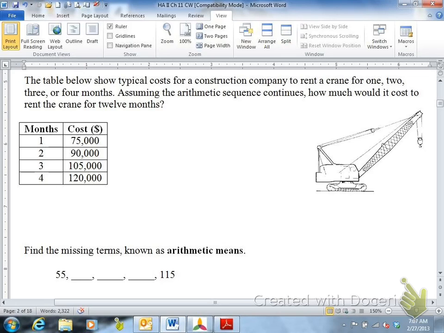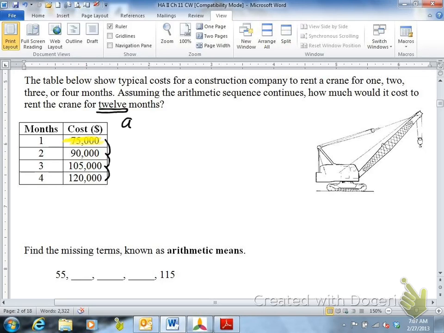So we can use an arithmetic sequence. Notice that there's a common difference. The common difference here would be $15,000, and here another $15,000, and then $15,000. So we have our first term, $75,000. We have a common difference, and we want to know 12 months.